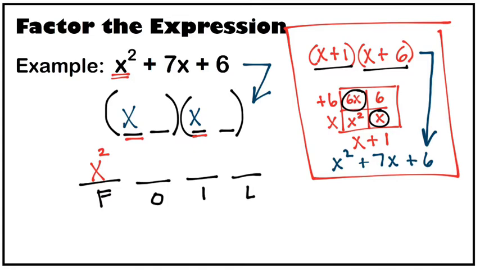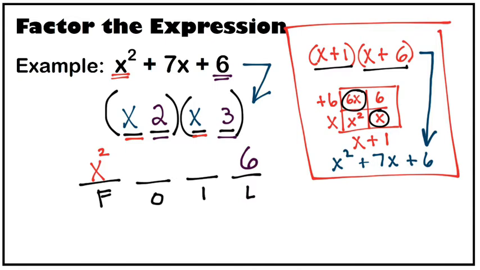Now we're going to take a look at our lasts. So our lasts need to come out to 6. We have two choices here. We could use 2 times 3 is 6, or we could use 1 times 6 is 6. I'm going to intentionally do the problem the wrong way right now. So I'm going to put a 2 here and a 3 here. And that does give us an answer of 6. But it's very important for you to see why this is not the right answer on this problem.